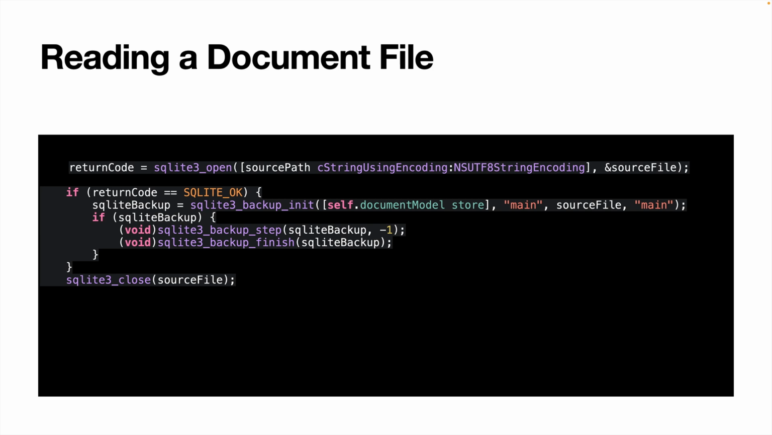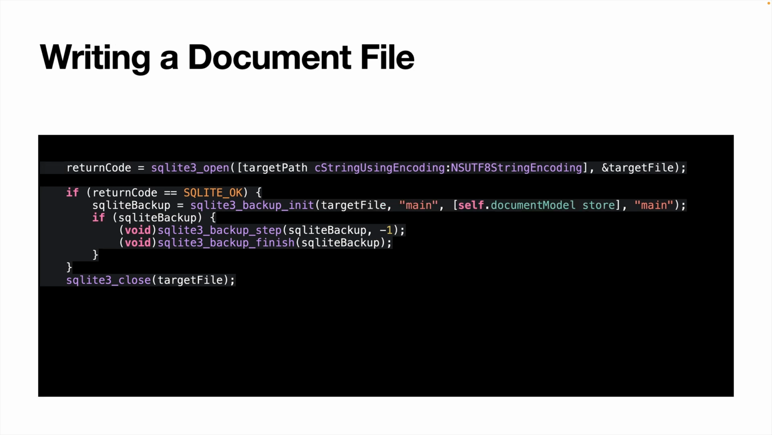So this is our example code that is in our document right now. We open a source file, and check to see if we get an okay back from there. We do our init, then do the backup using this -1 value to say that we want SQLite to handle the paging. And then when that's done, we do the finish. Writing the file is just the opposite. Here, we just swap which pointer is which. And then we go through the same process, and we're done.